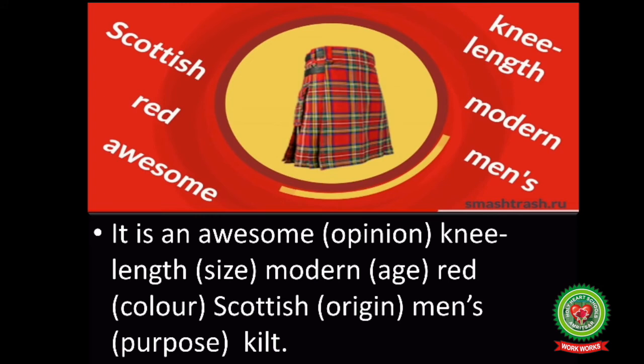Next example, Scottish, red, awesome, knee-length, modern, men's, kilt. So students, here awesome describes opinion, knee-length describes size, modern describes age, red describes color, Scottish describes origin, men's describes purpose. So our answer will be, it is an awesome knee-length modern red Scottish men's kilt.